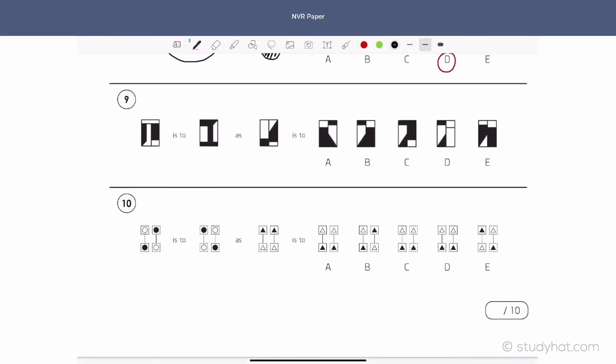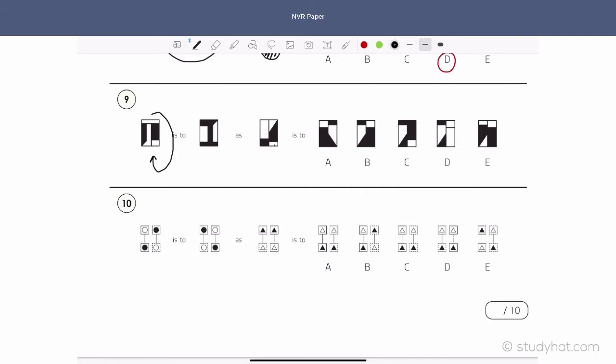Question 9. What have we got here? It looks quite complicated, but actually, you can see that there has been a rotation of the shape. It's been rotated 180 degrees. It's gone all the way around. Okay, and there's been some color changes. But first of all, we need to look at the rotation. So we have an all the way around rotation.